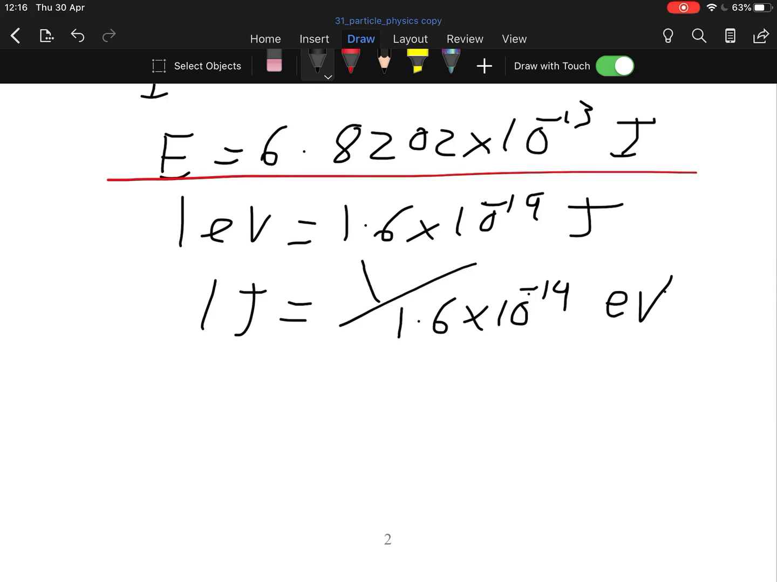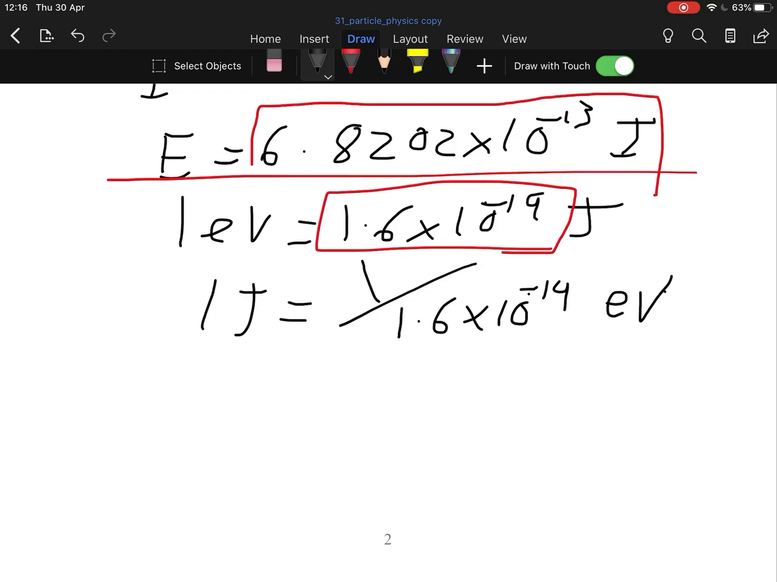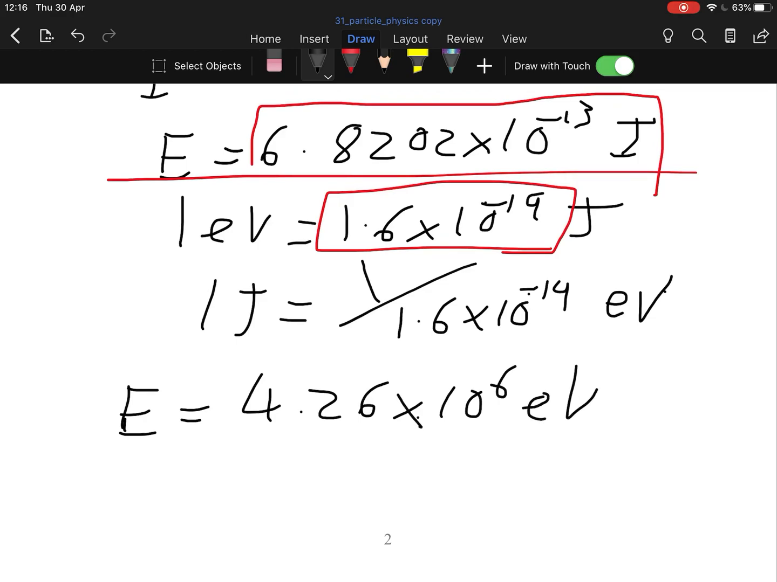So what we do is 6.8202 by 10 to the minus 13 divided by 1.6 by 10 to the minus 19. So our energy in electron volts will work out to be 4.26 by 10 to the 6 electron volts. Now it wants it in mega. Mega is by 10 to the 8. So therefore, no, actually I made a mistake. I think mega is 10 to the 6. This would be handy enough if I had my log tables with me. So apologies, I think I made a mistake. Let me look that up quick, I'm forgetting it.